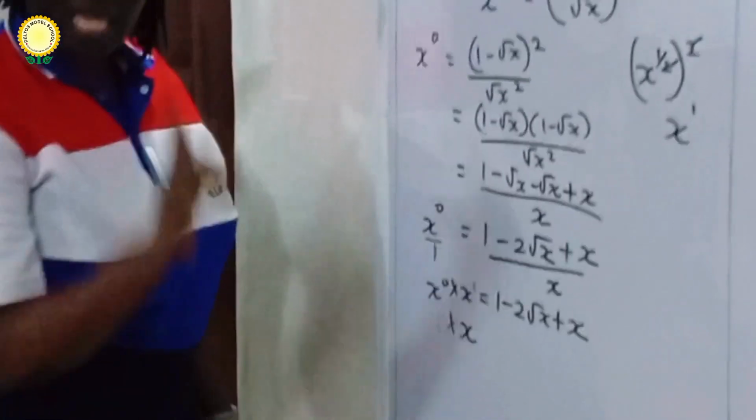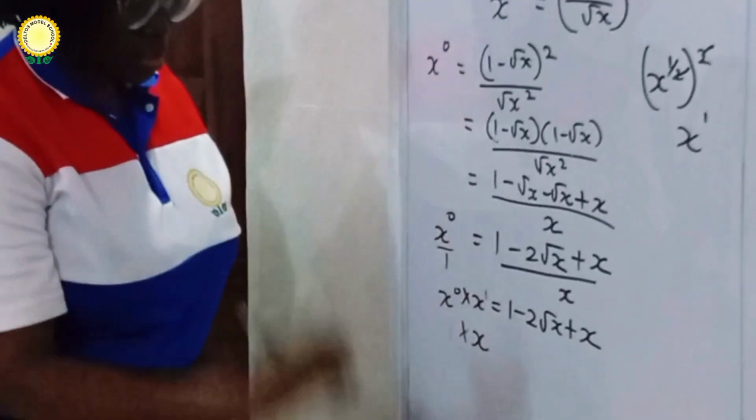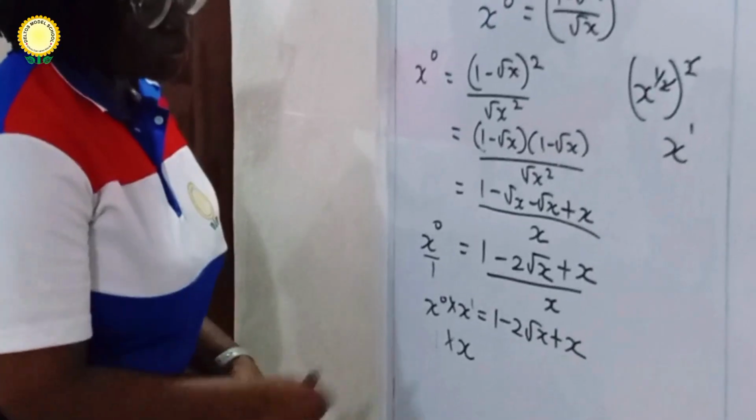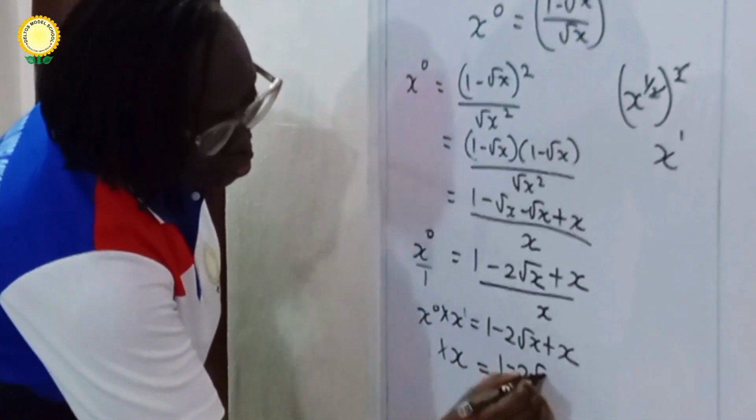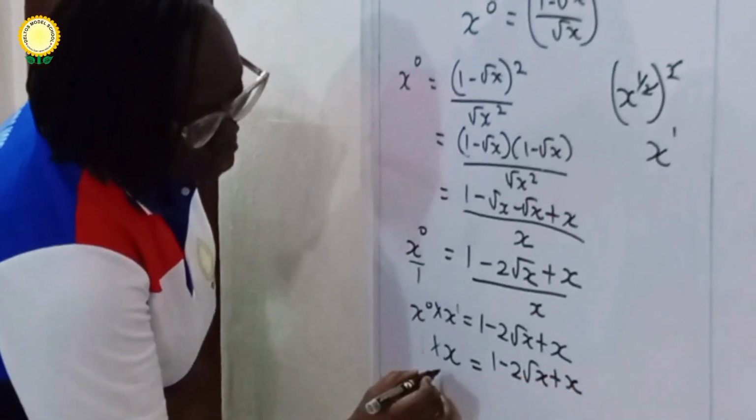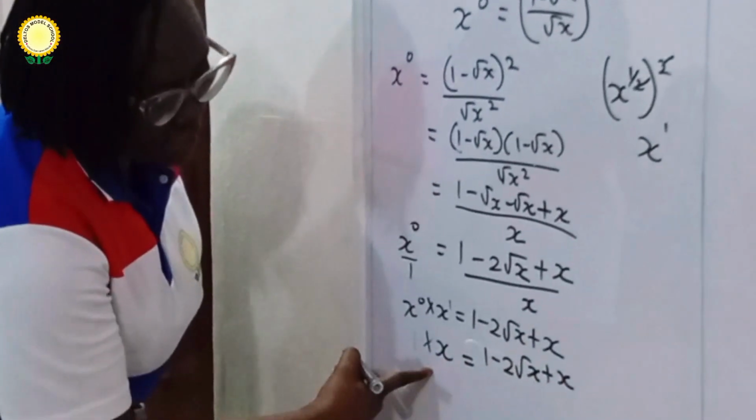X raised to power 1 is x. X raised to power 0 is 1. Okay, so that will give us what? 1 times x, which is equal to 1 minus 2 root x plus x. So we have x here and x here.